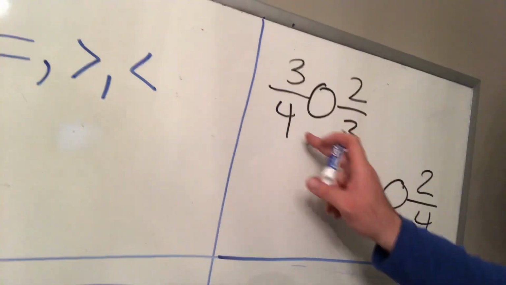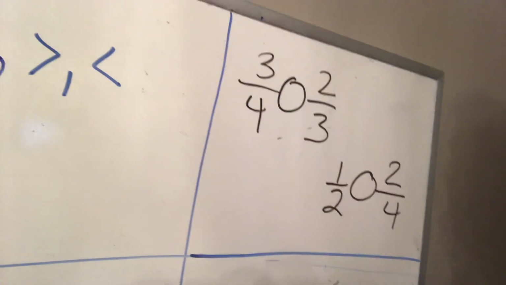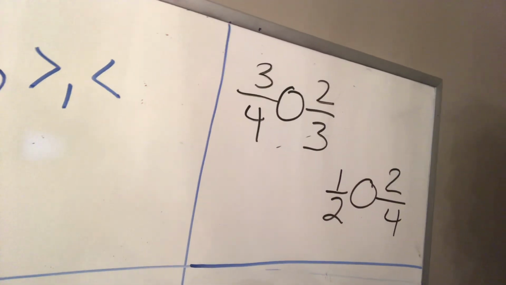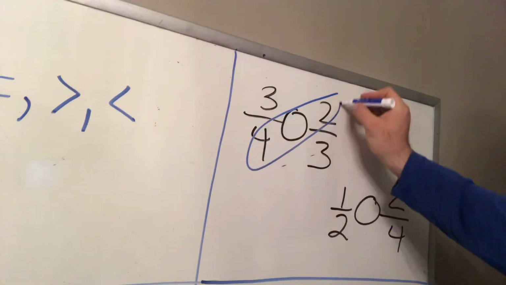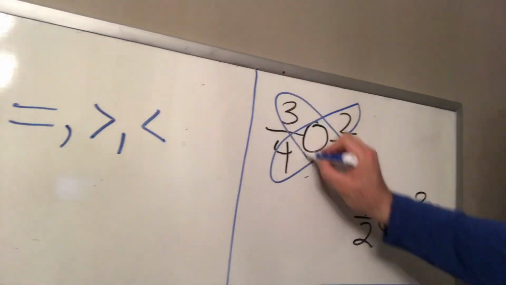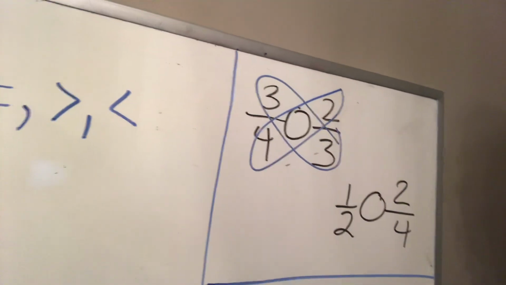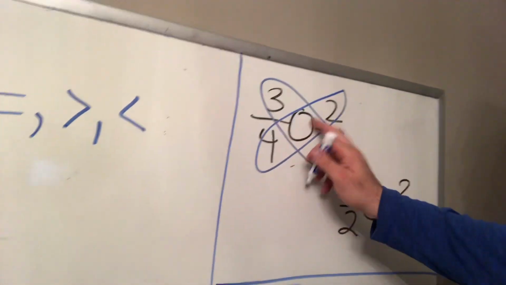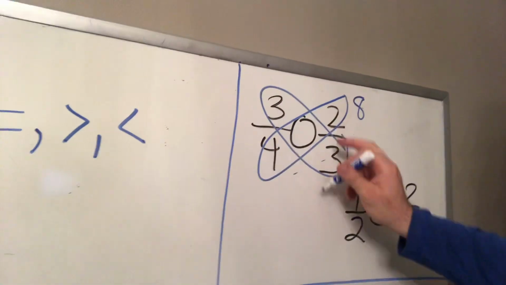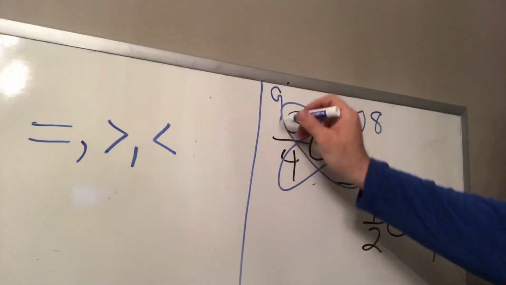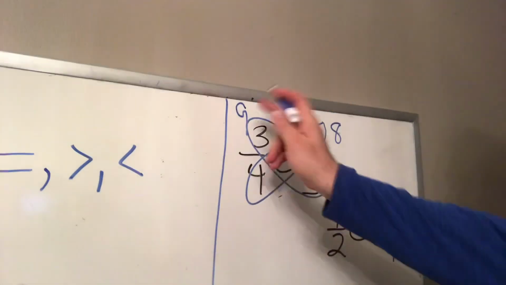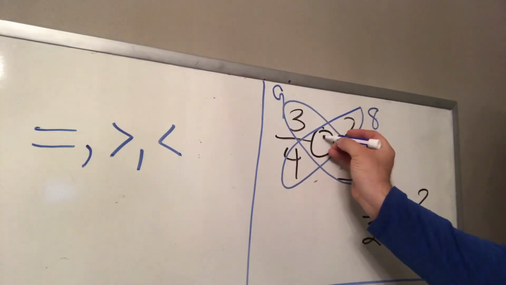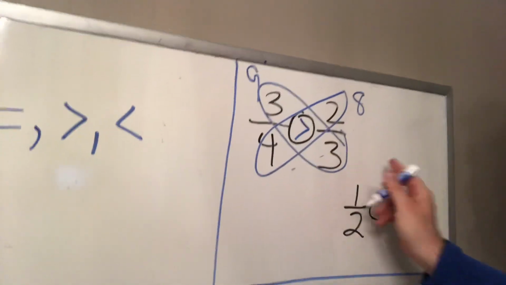Our first fractions are 3/4 and 2/3. And if you remember the cheat sheet, what helps you every time when we're comparing fractions is something called the butterfly method. You come up here, you draw your butterfly. Now all we do is multiply. 4 times 2 is 8. 3 times 3 is 9. Well, 9 and 8 are not the same number. But 9 is bigger than 8, so 3/4 is bigger than 2/3.